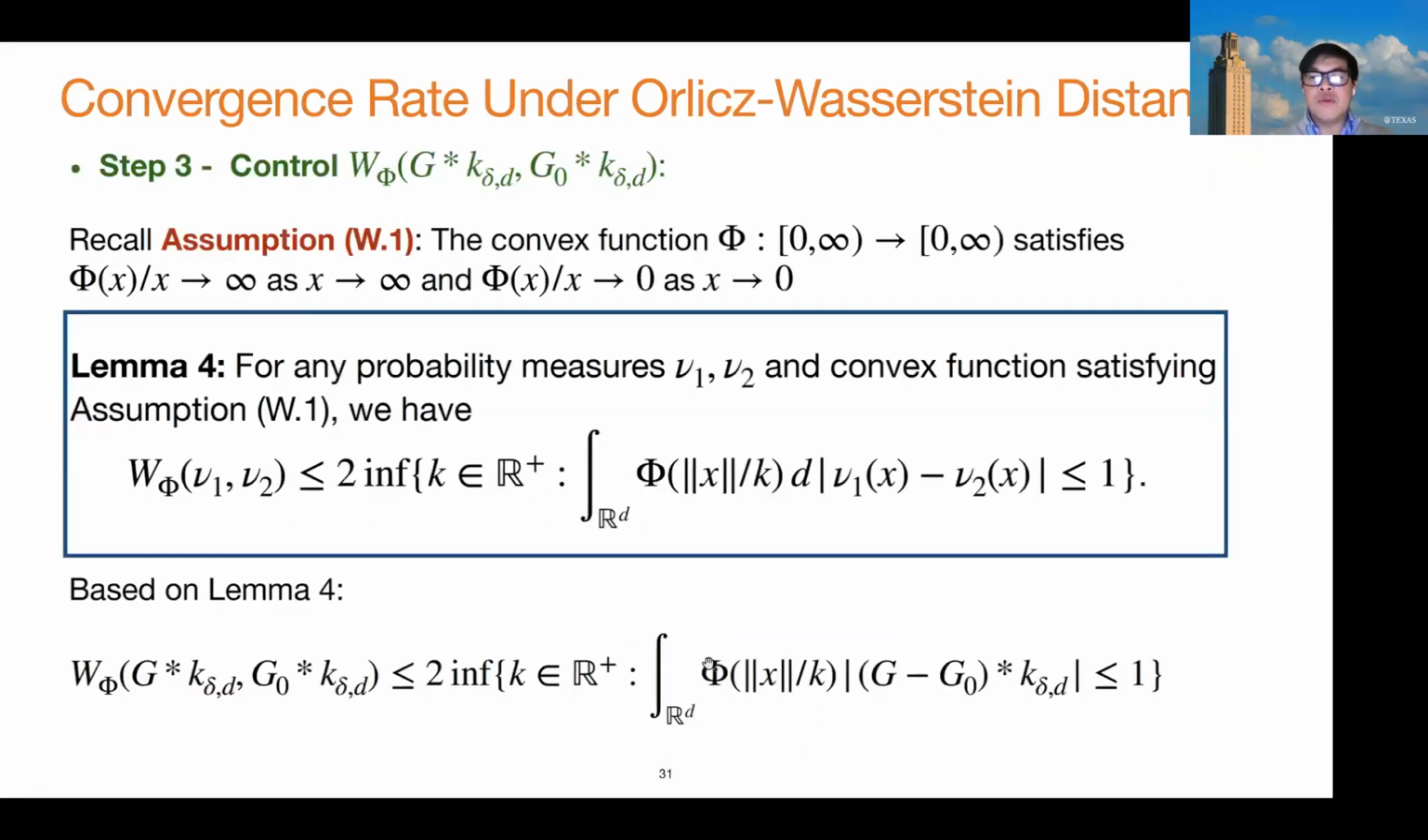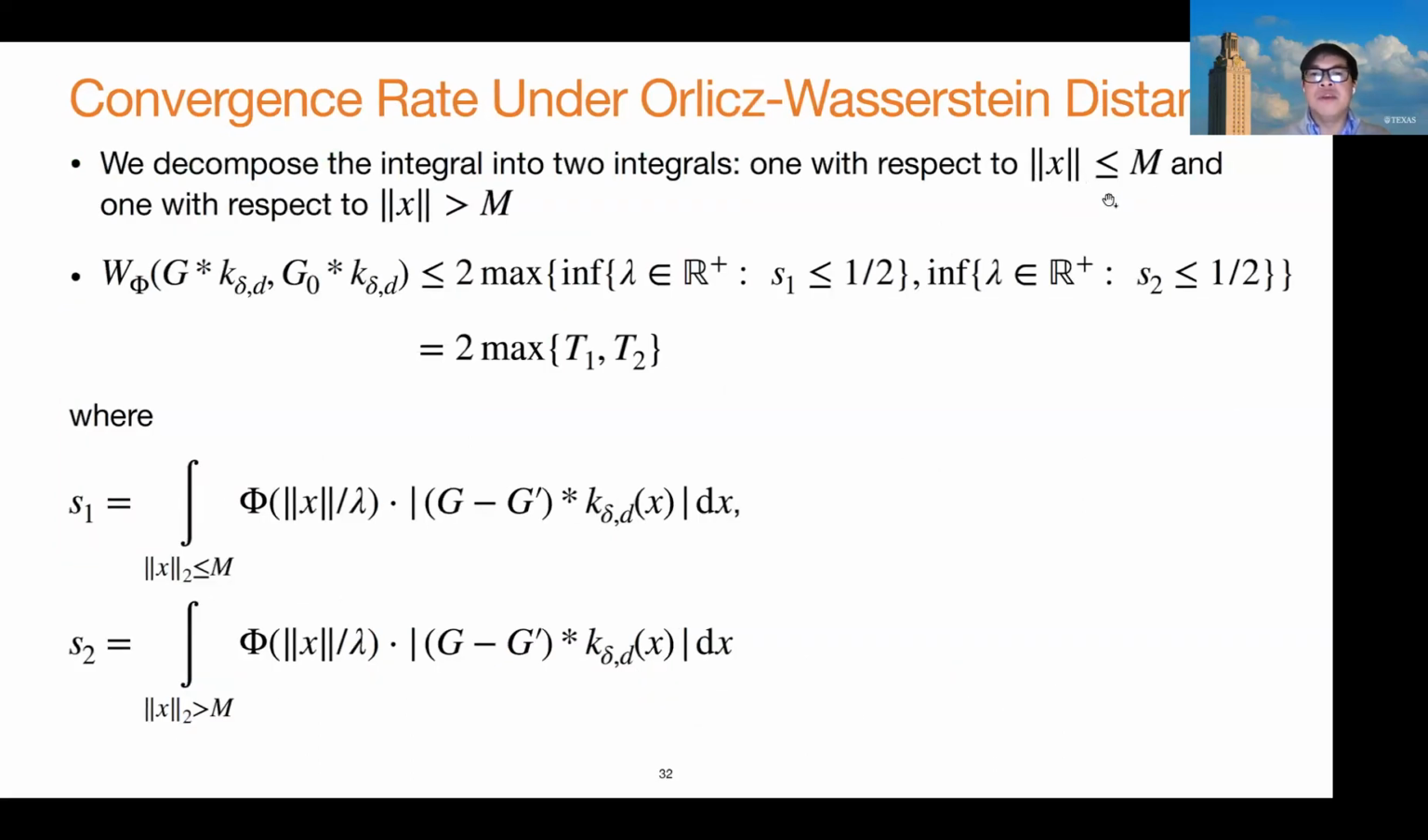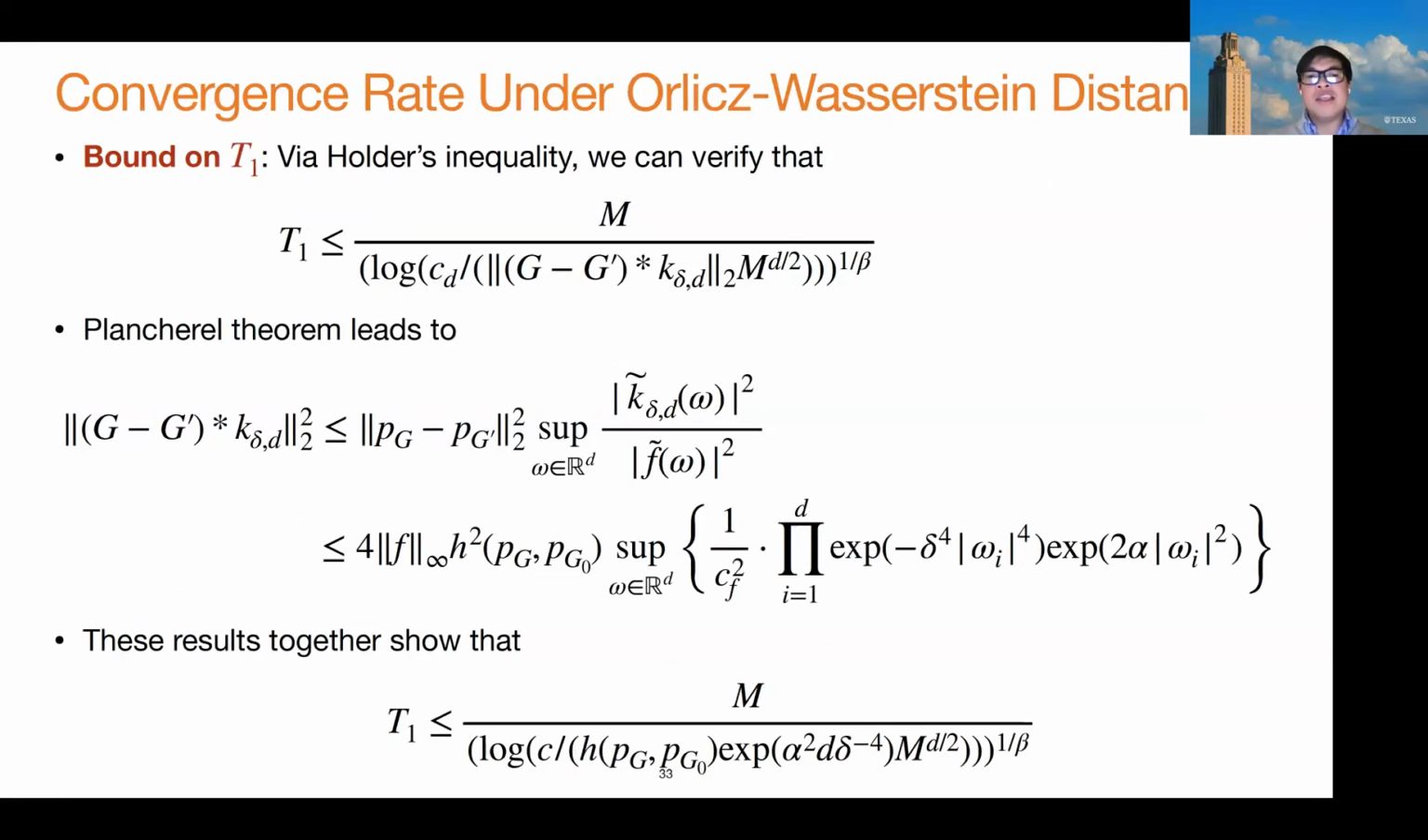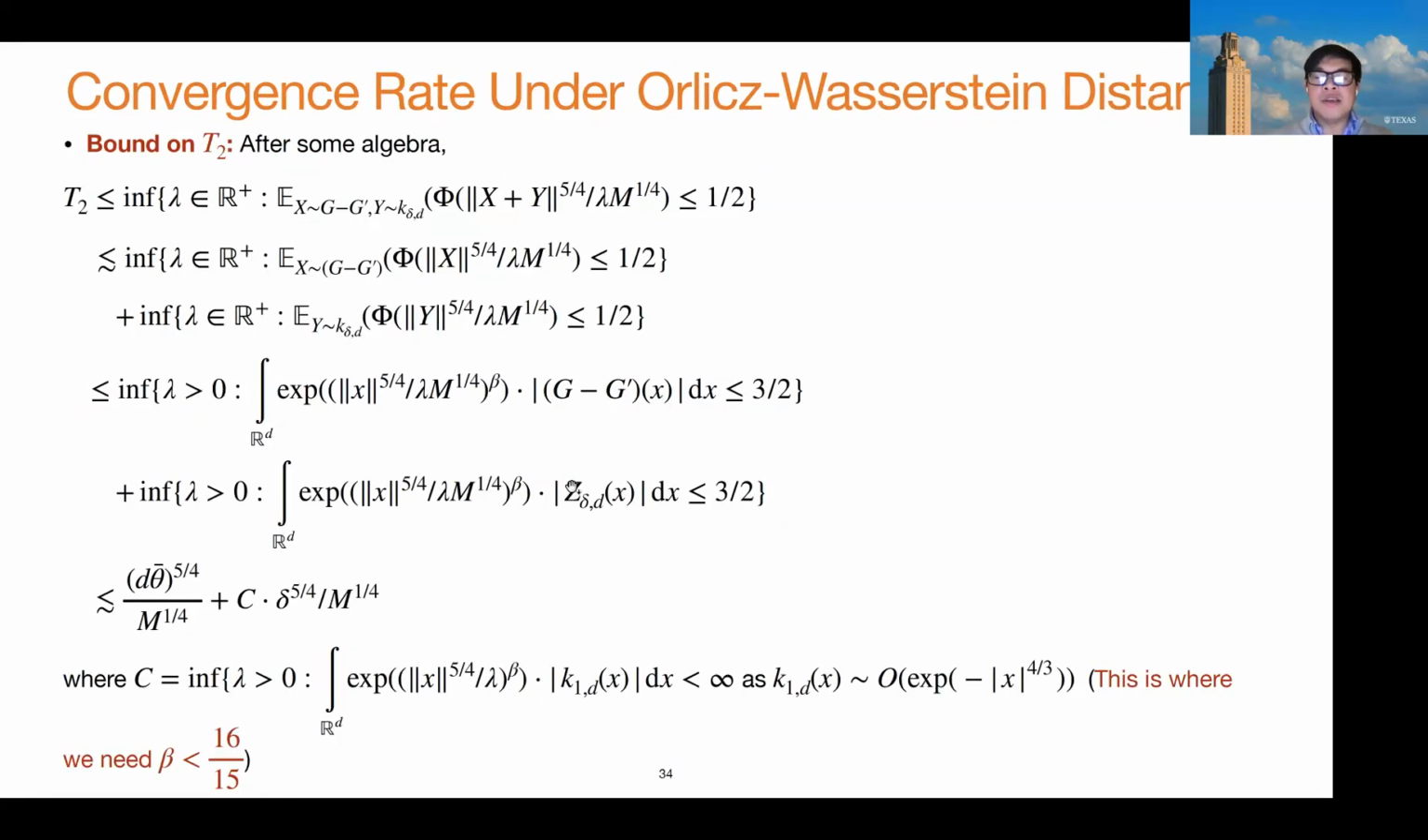And for that integral over there, we also decompose it into two areas of integrals. One is when the norm of x is at most M, and one is when the norm of x is greater than M. We can demonstrate that for the case when the norm of x is at most M, we can have the bound at the end of the slide, like M divided by some things, okay? And when the norm of x is greater than M, we can control that one by 1 divided by M to the 1/4 plus c times delta to the 5/4, okay?